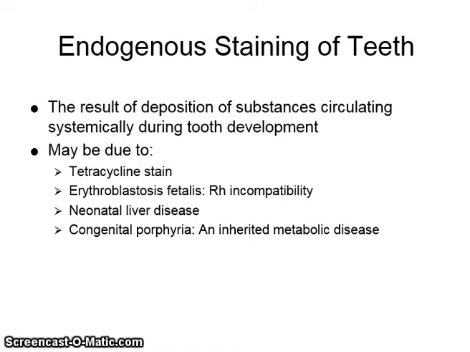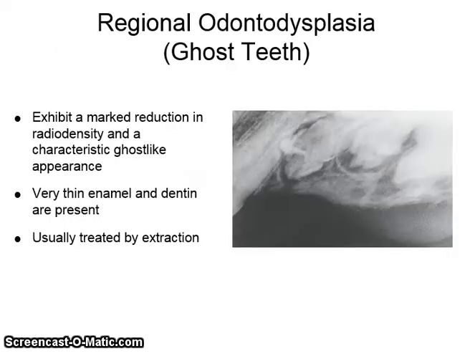Endogenous staining of teeth is the result of deposition of substances circulating systemically during tooth development. It may be due to tetracycline antibiotic, erythroblastosis fetalis, which is an Rh incompatibility between the mother and the baby, neonatal liver disease, or congenital porphyria, which is an inherited metabolic disease.